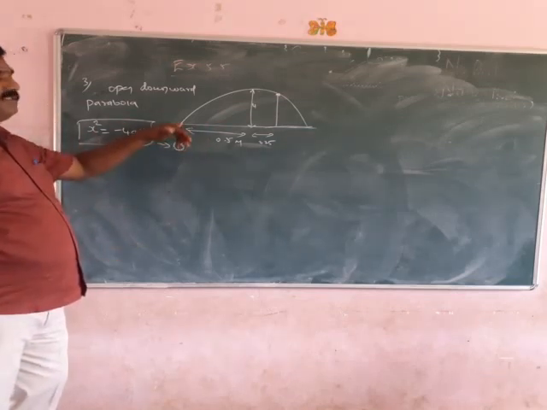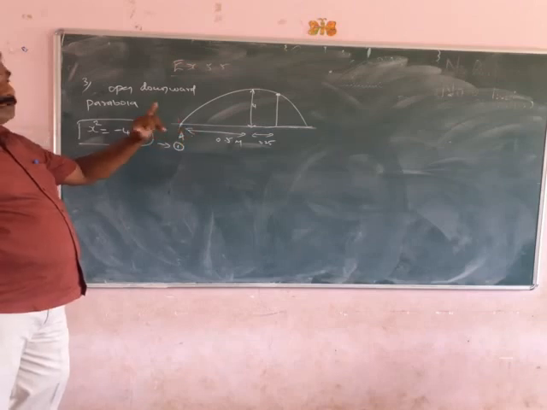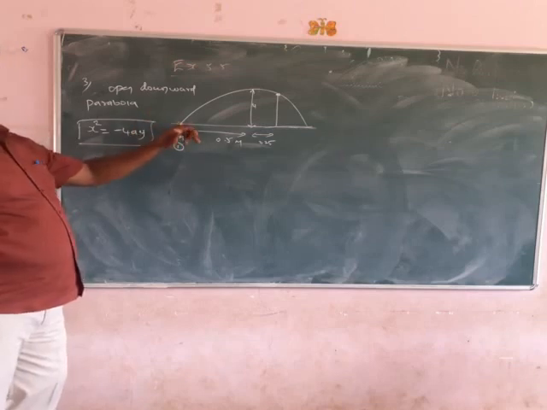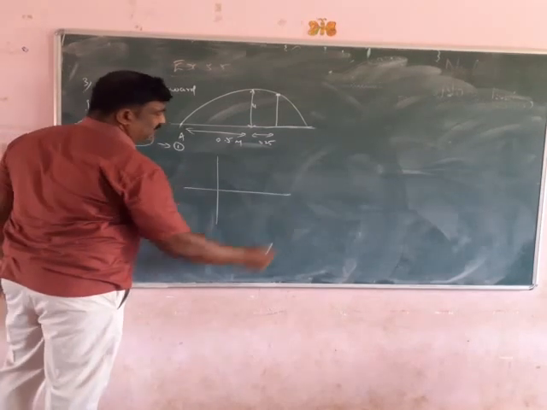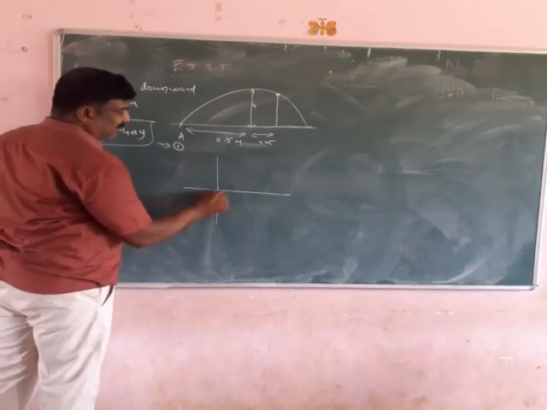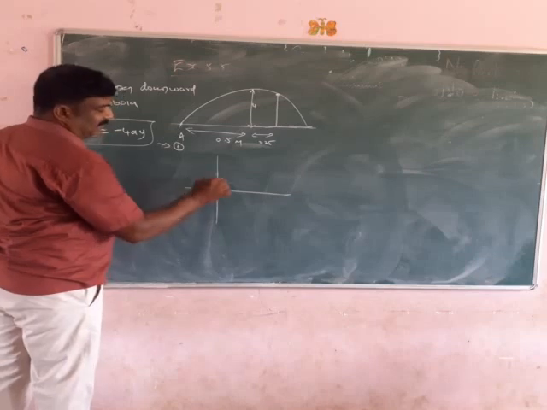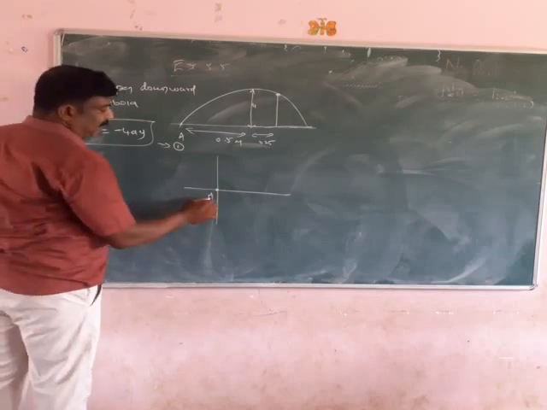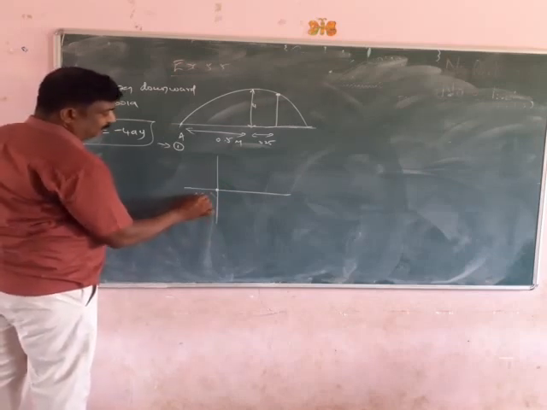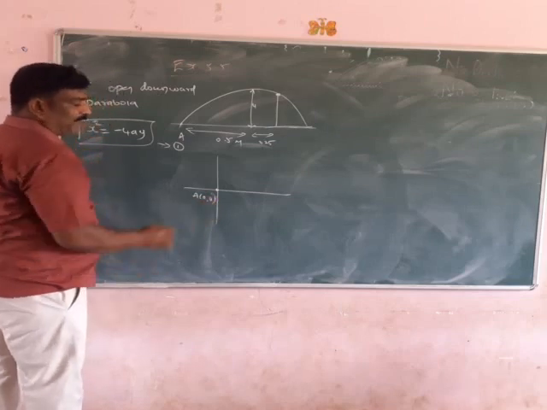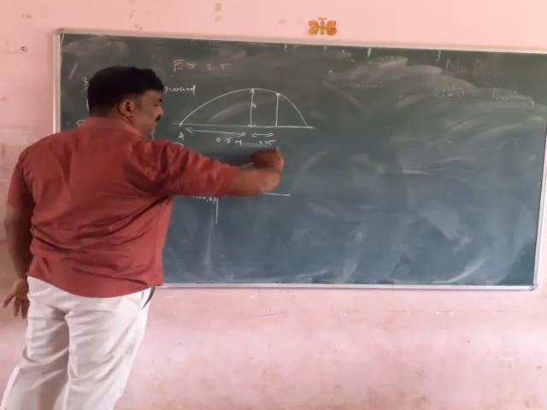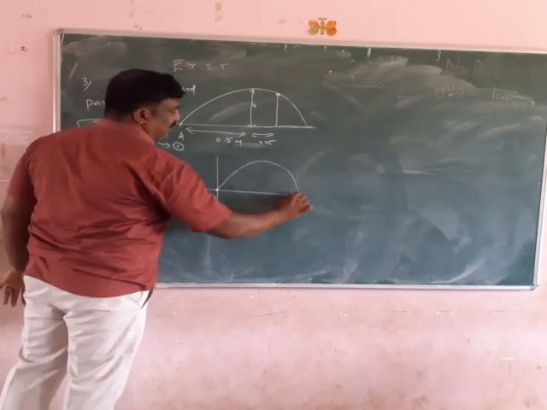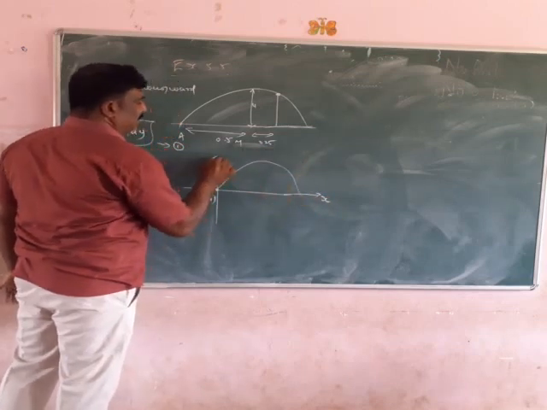Here the water issuing point is the origin. Let me assume the diagram is like this. It is the water issuing point A. Let us assume the point A is 0, 0. The water flow is like this. This is the point A.